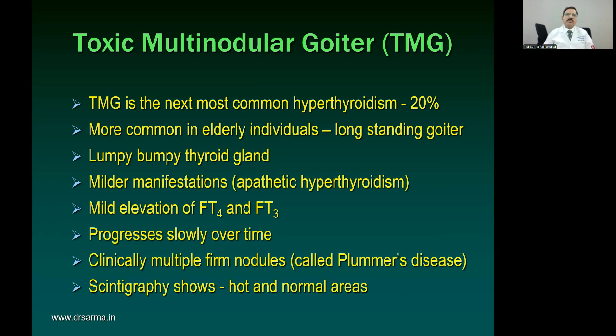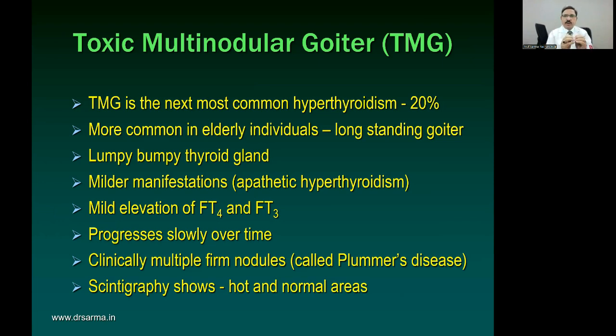Then the second one is called TMG, or toxic multinodular goiter. Its name itself suggests there are multiple nodules. When you examine the thyroid in Graves', it is diffusely enlarged. There is no localized swelling or anything. A diffuse bilateral, both lobular enlargement is there. Of course, we will see the other clinical features of Graves also: Graves ophthalmopathy, Graves dermopathy, all that will be there.